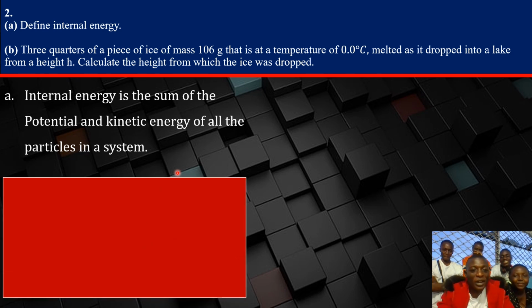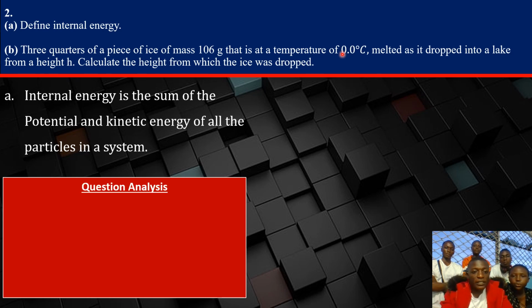So we have to analyze the question for the B part. The B part is 3/4 of a piece of ice of mass 106 gram at a temperature of 0.0 degrees Celsius, melted as it dropped into a lake from a height h. Calculate the height from which the ice was dropped. So it looks like you don't have enough data to solve this problem, because clearly you have just the mass of the ice and the temperature at which the ice is. You have nothing else, and they're asking what is the height from which you have released the ice.